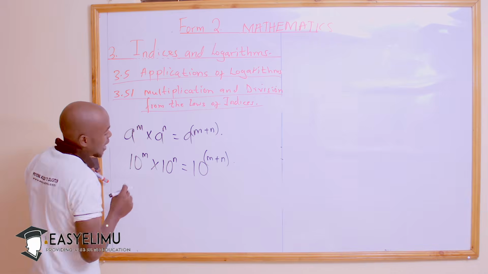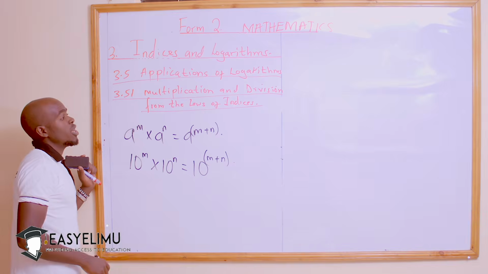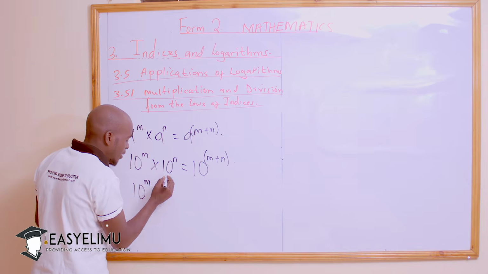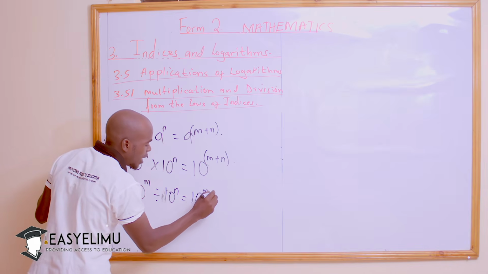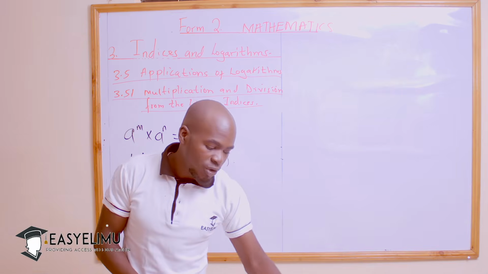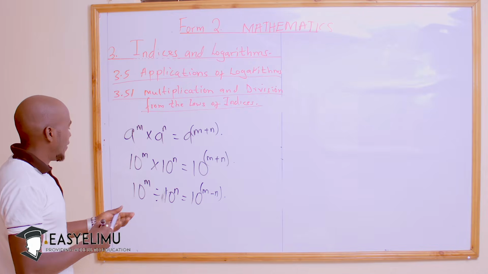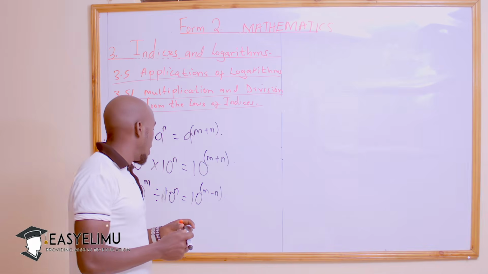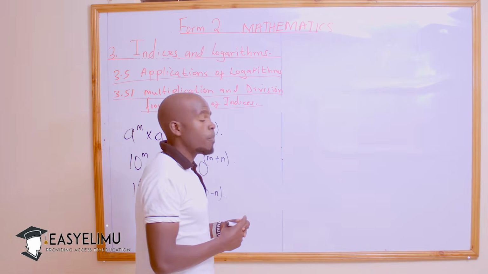And remember, the bases are the same. The same case applies to division, and that means we shall have 10 raised to m divided by 10 raised to n, and this should give us 10 raised to m minus n. That is what we refer to as the difference of two powers, the second law of indices. And this corresponds to the law of a raised to m divided by a raised to n, which is a raised to m minus n.